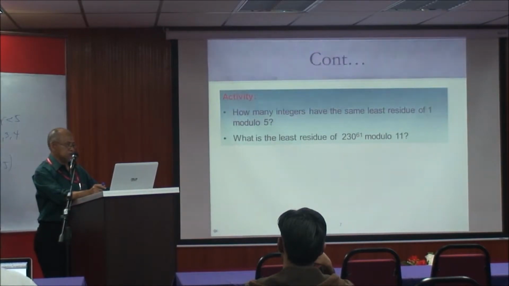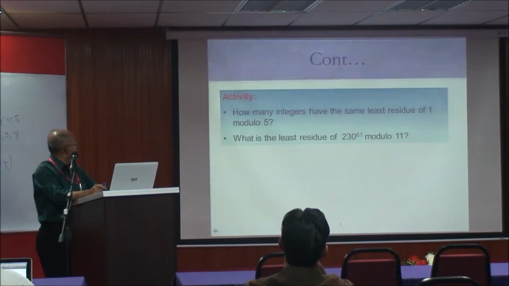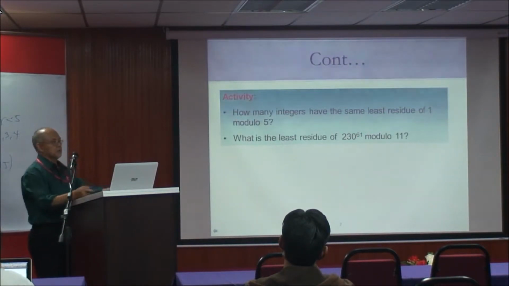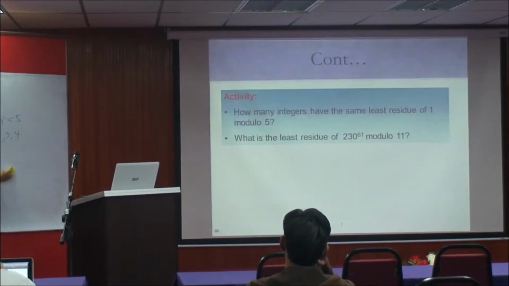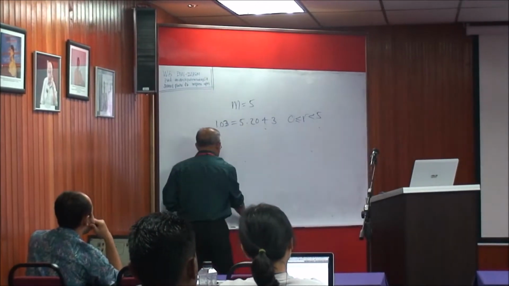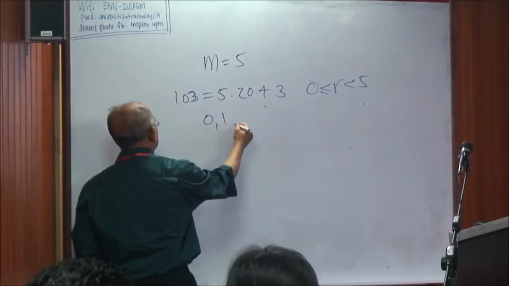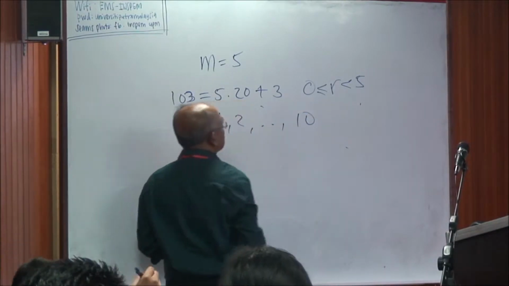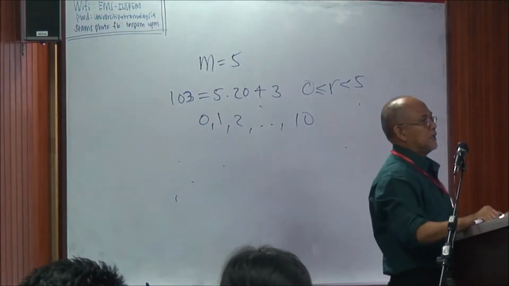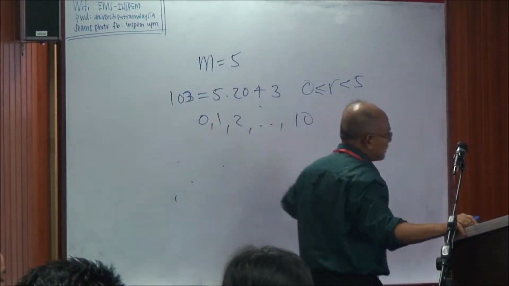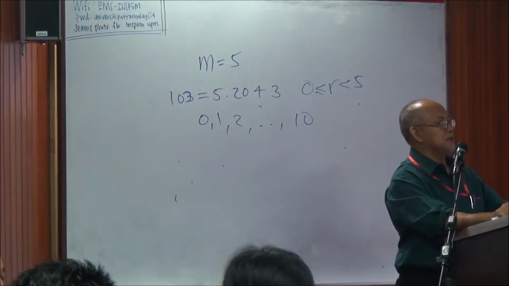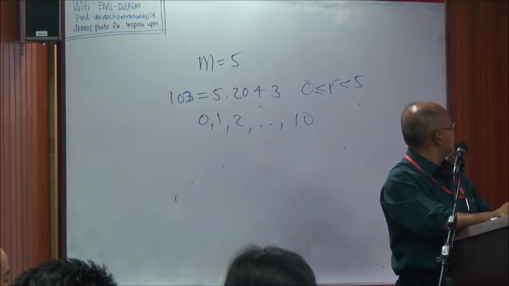Okay, so 6 and 5 are small numbers. So let's look at a big number. What is the least residue of 230 to the power 61 modulo 11? What are the possible values of the least residue modulo 11? We have 11 numbers, which are 0, 1, 2, up to 10, right? So we know it is among those 11 numbers, which we start from 0. But which one is exactly the least residue based on the given number?